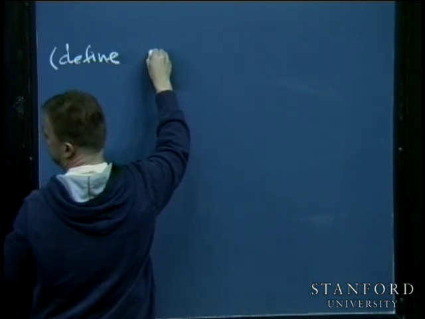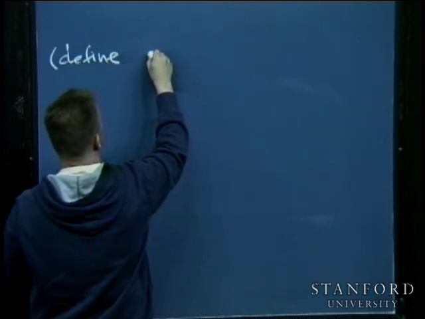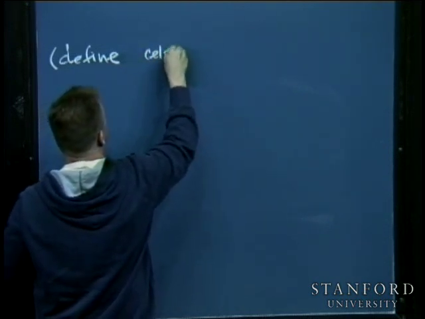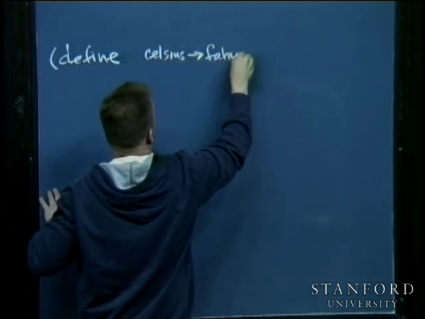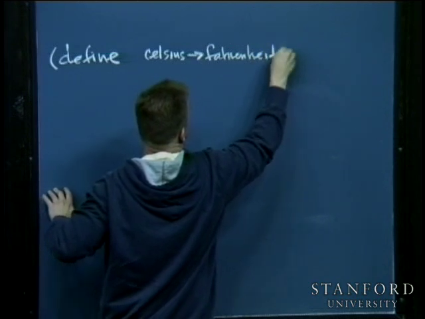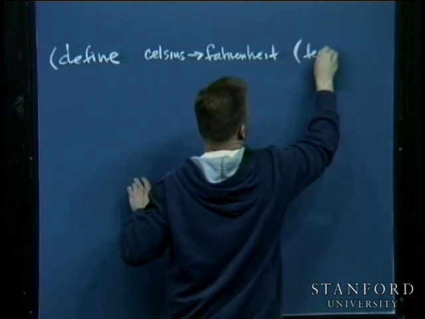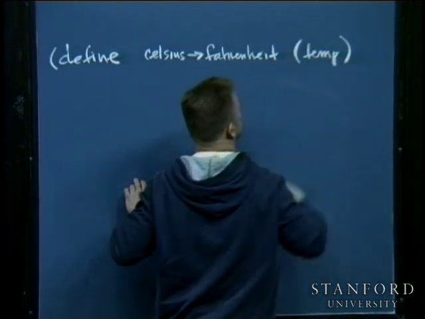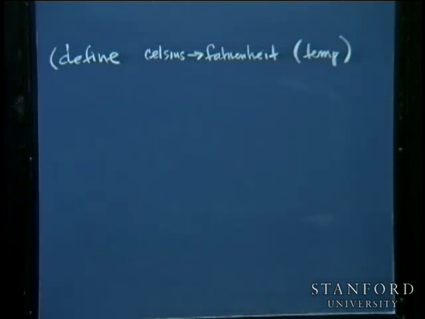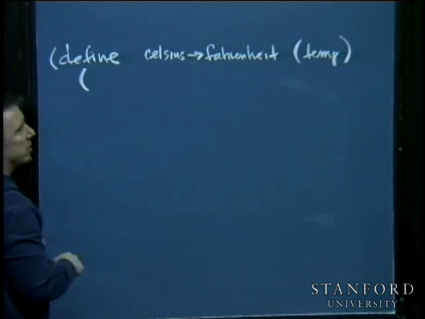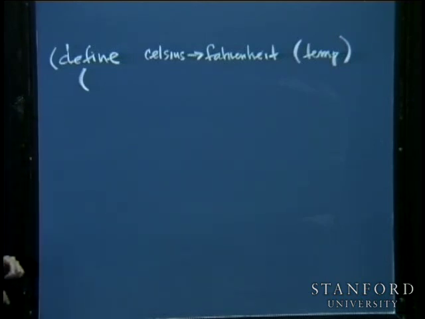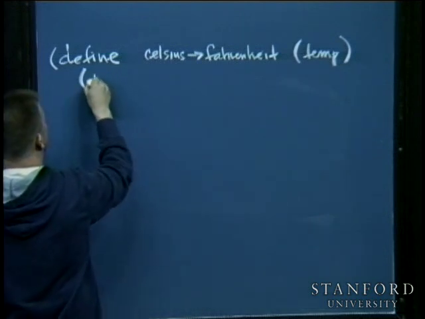Let's say Celsius to Fahrenheit. It takes a temp. Okay. And I just do this. I'm going from something at temperature. So what I want to do is I want to multiply it by 1.8 and add 32. This is how you would do this.